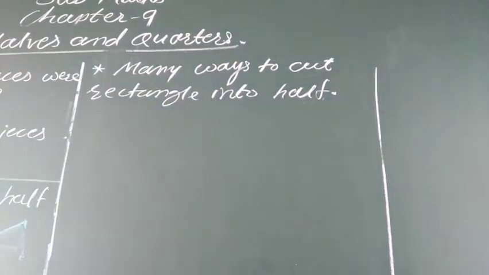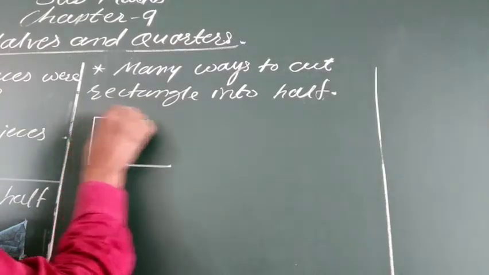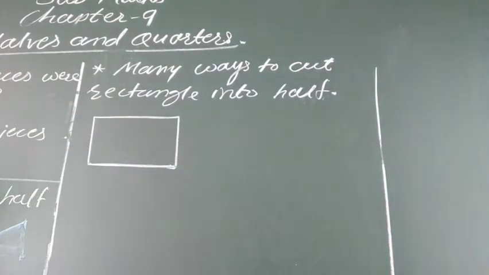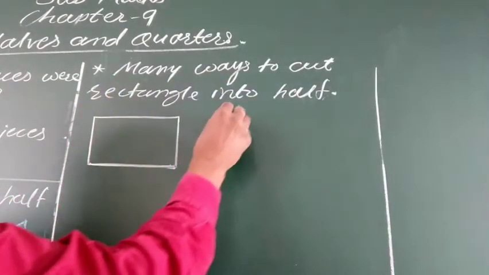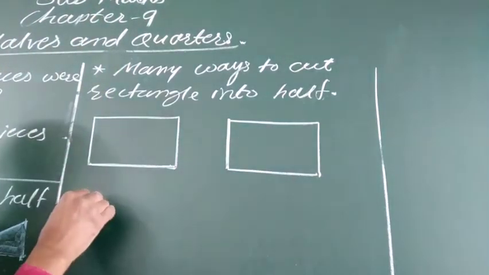Okay, many ways to cut a rectangle into half. So say, dear student, see, this is one rectangle. Now what do we have to do? We have to cut this rectangle into half. And now the question is here, many ways means we have to cut in different ways. So see, these are different rectangles here.